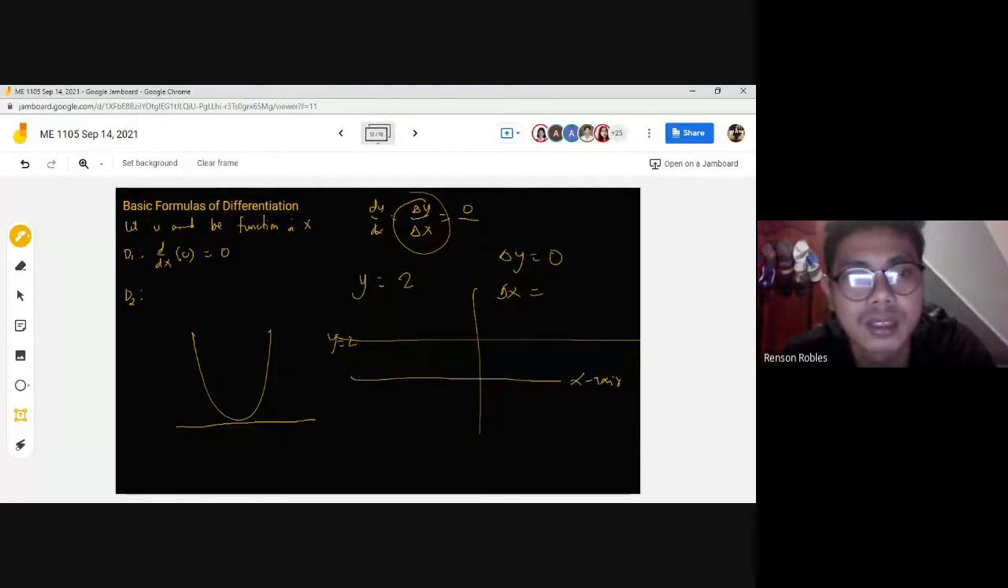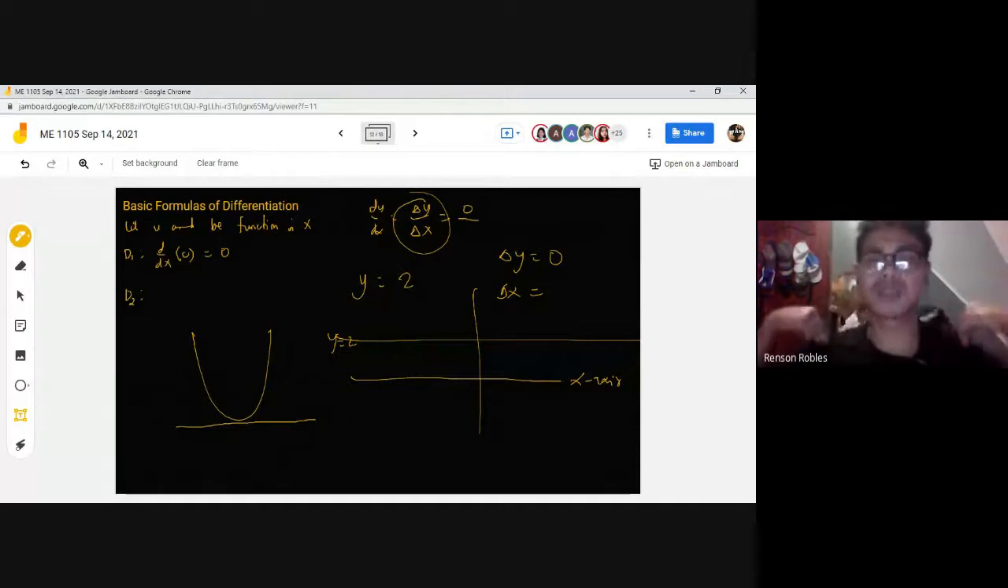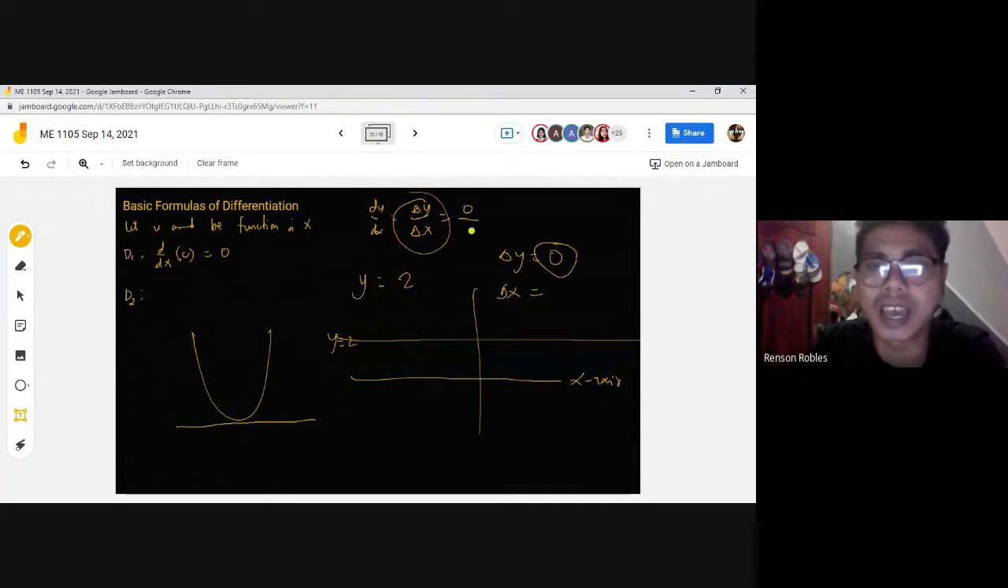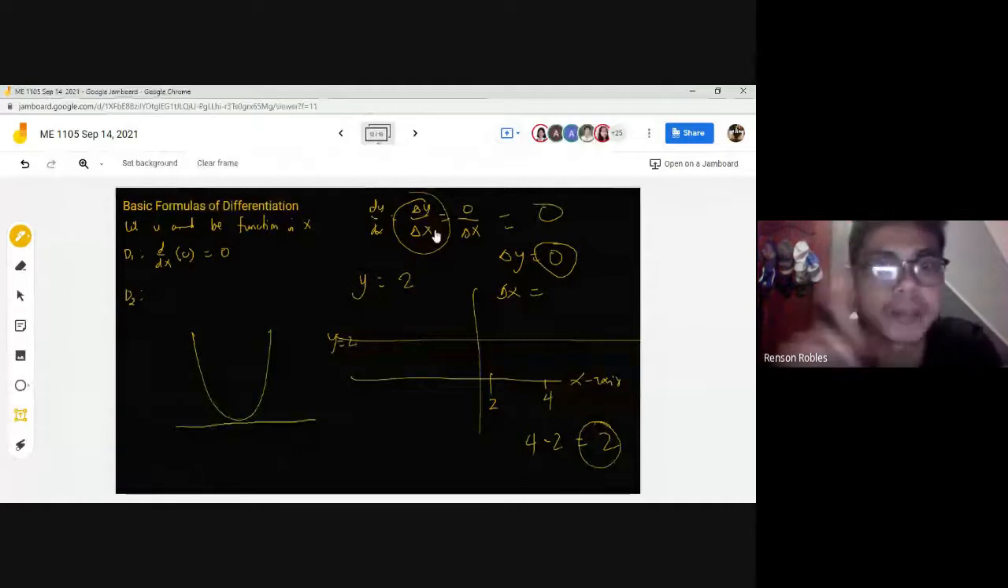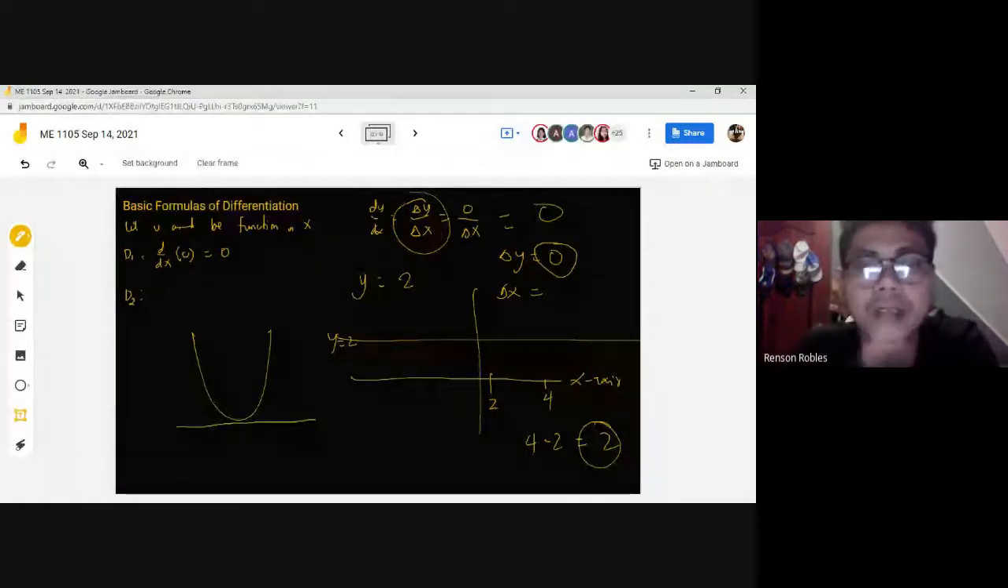the function is constant, we call it constant. So when the function is constant, it's a horizontal line, and there is a zero change in y, and there is a change in x, because this is 2 and this is 4. So there is a change in x. So 4 minus 2 is 2. So ito yung change. So may change dito, but since the change in y is 0, the result is always 0. And then the best answer, yung because the slope po ng horizontal line is 0.